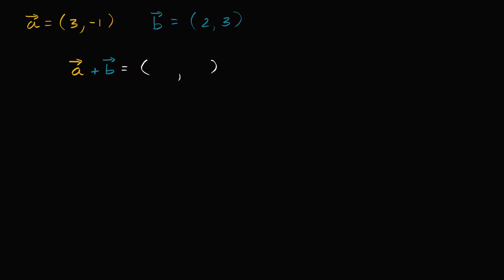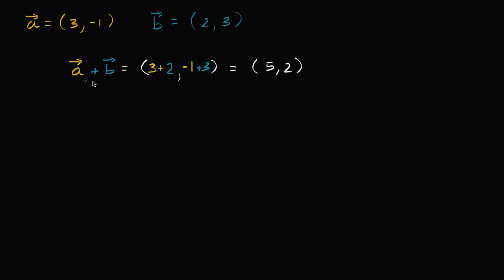So the x component of vector A plus vector B is going to be 3 plus 2. That's going to be the x component, which we know is 5. And the y component is going to be -1 plus 3. And so the resulting vector is going to have an x component of 5, and a y component of -1 plus 3, which is equal to 2. All right, that was pretty straightforward.